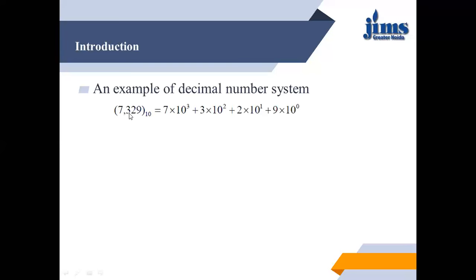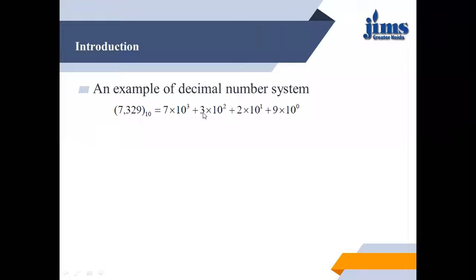If I write 7329 and the base is hexadecimal, then this will be totally different. Now let us take an example. Let us go through how the number is represented. 7 multiplied by 10 raised to power 3. 10 is the base, 3 is the position, that is 7000.